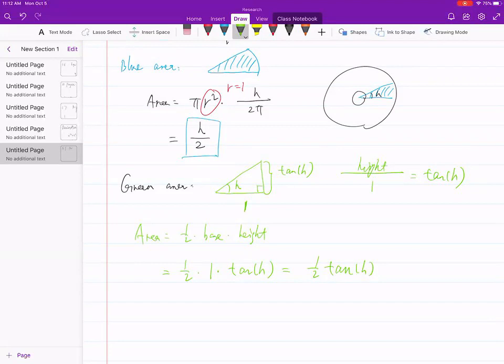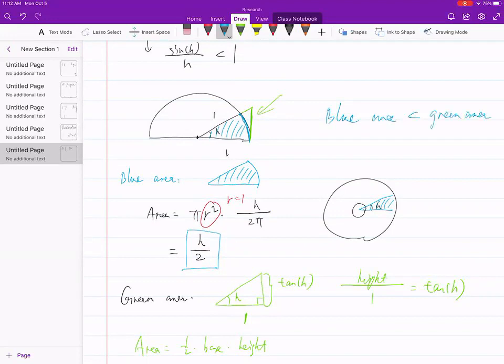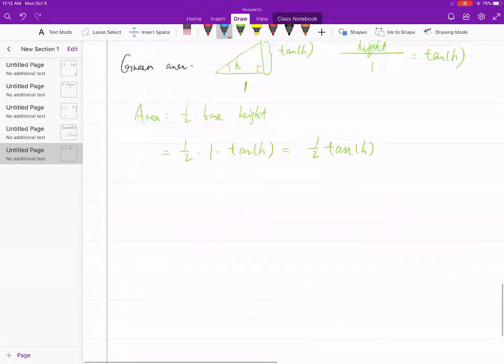All right, we have the two areas. Now we have a fundamental fact. That is, the blue area, no matter how you draw it, is going to be less than the green area, according to the graph. Therefore, 1/2 h, which is the blue area, is going to be less than the green area, which is 1/2 tangent h, no matter how small h is.